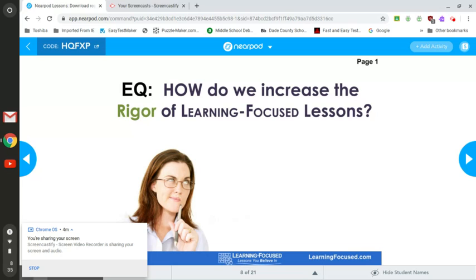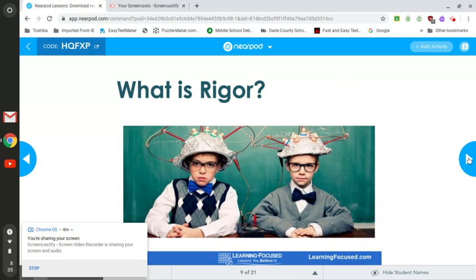All right, so the next question then leads us to, how do we increase the rigor of learning focused lessons? First of all, what is rigor? What does that even mean? We know that rigor is important, but the problem is that there are many misconceptions about rigor and many interpretations about its meaning.